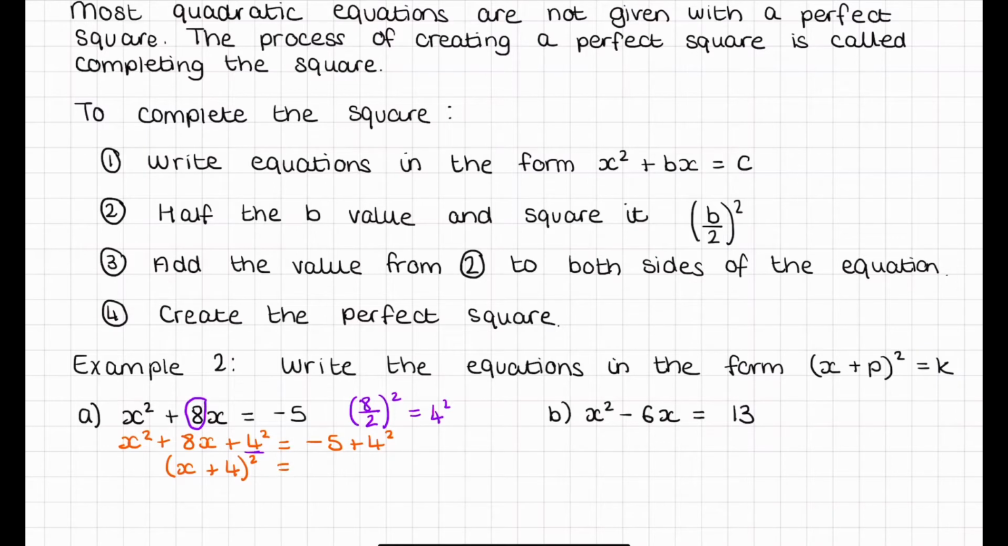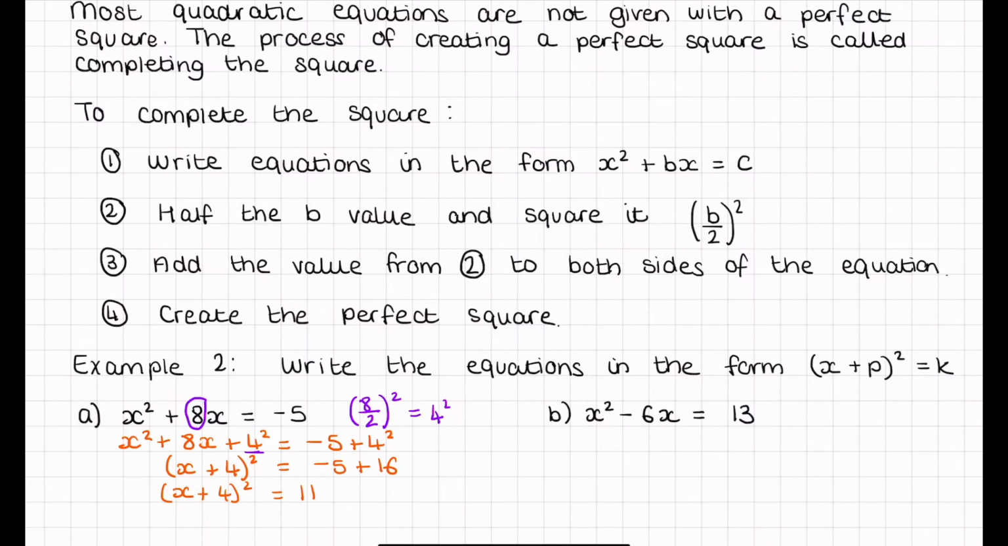And now the right-hand side, we're going to have minus 5 plus 16. So then we'll have x plus 4 all squared equals minus 5 plus 16, which is 11. And that's all I want you to do for now, because obviously the next step is to do what we did in example 1 and to solve it.